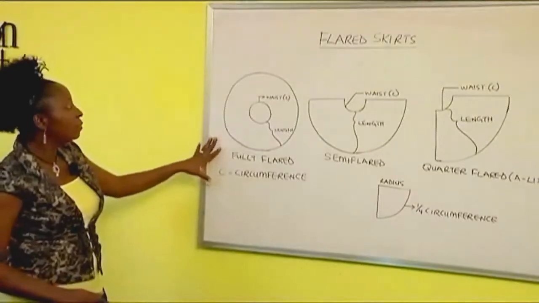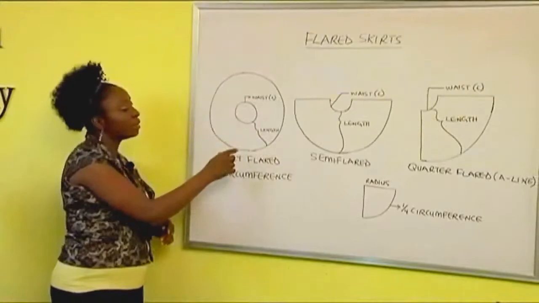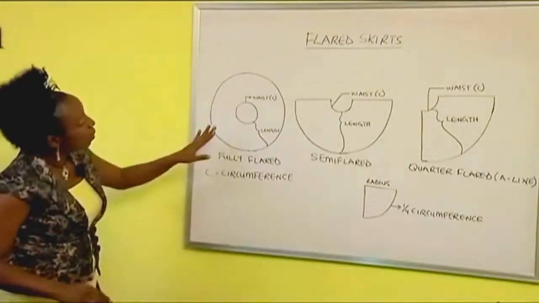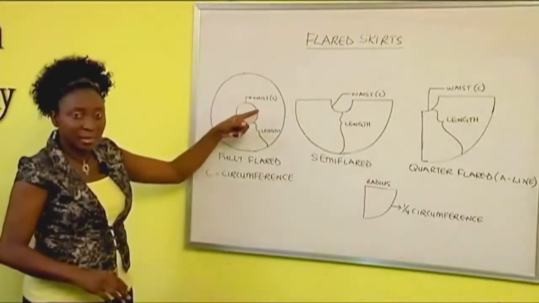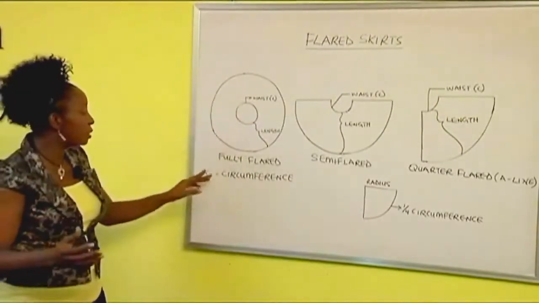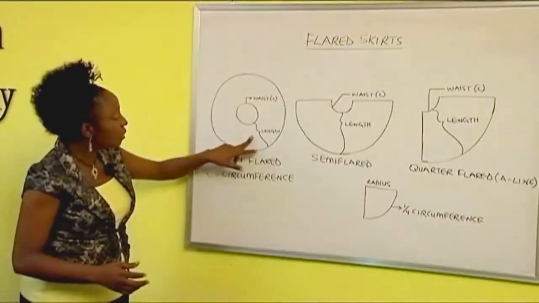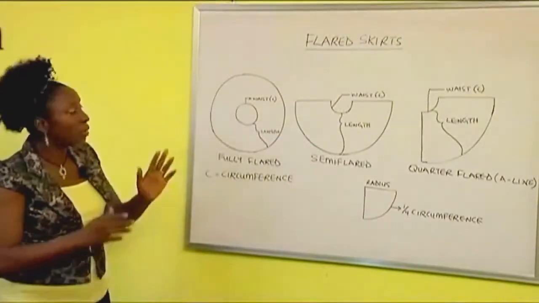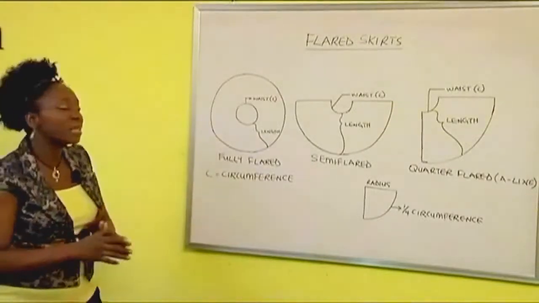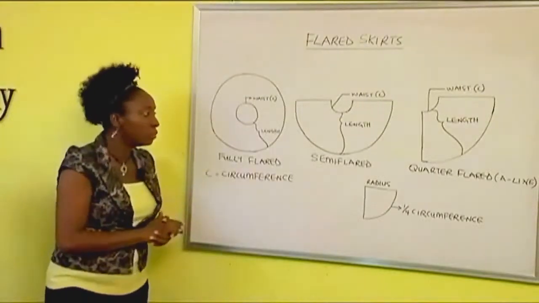As you can see, it's made up of two circles. That means you can see an inner circle and an outer circle. This inner circle represents the waist, which mathematically is called the circumference. That's what the C is for. Then the length is here, in between the two circles. The fully flared skirt is made up of a full circle and an internal circle.